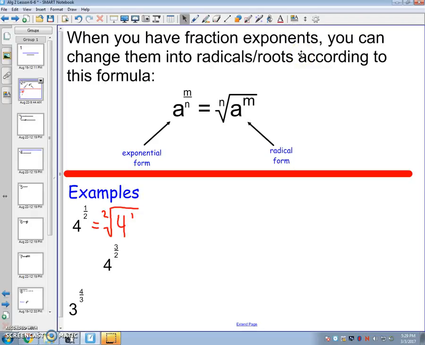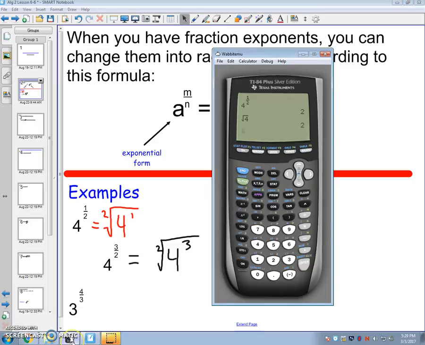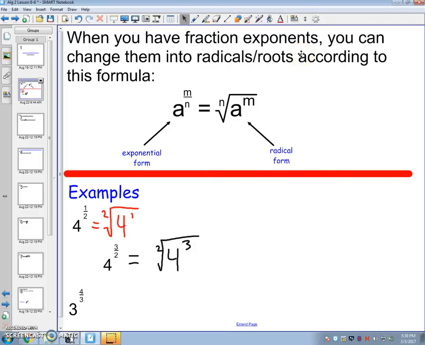Alright, this next one, 4 to the 3/2 power. Well, the 3 stays with it as the exponent, but the denominator is the root outside. So 4 to the 3/2 power gives you 8. And if I do the square root of 4 to the 3rd power, I also get 8. So you see it's the same thing, we're just rewriting it in different forms. One's in exponential form with an exponent, one's in radical form with the radical.